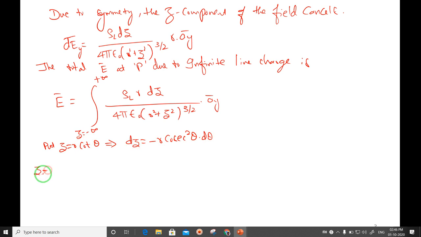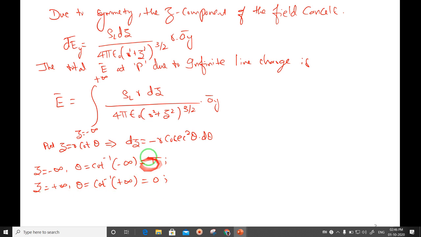Whenever z is equal to minus infinity, then what is theta? Theta is equal to cot inverse of z by r. What is z? Minus infinity. So cot inverse of minus infinity, I will get pi radians or 180 degrees. Then whenever z equals plus infinity, the second limit, theta is equal to cot inverse of plus infinity. Z is plus infinity, right? So I will get 0.